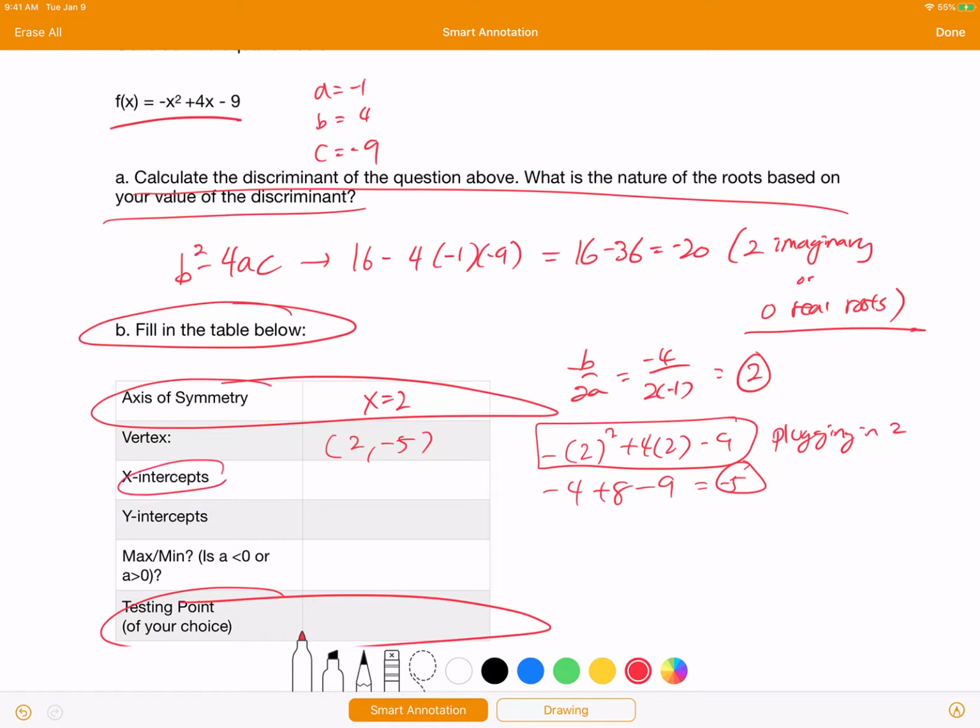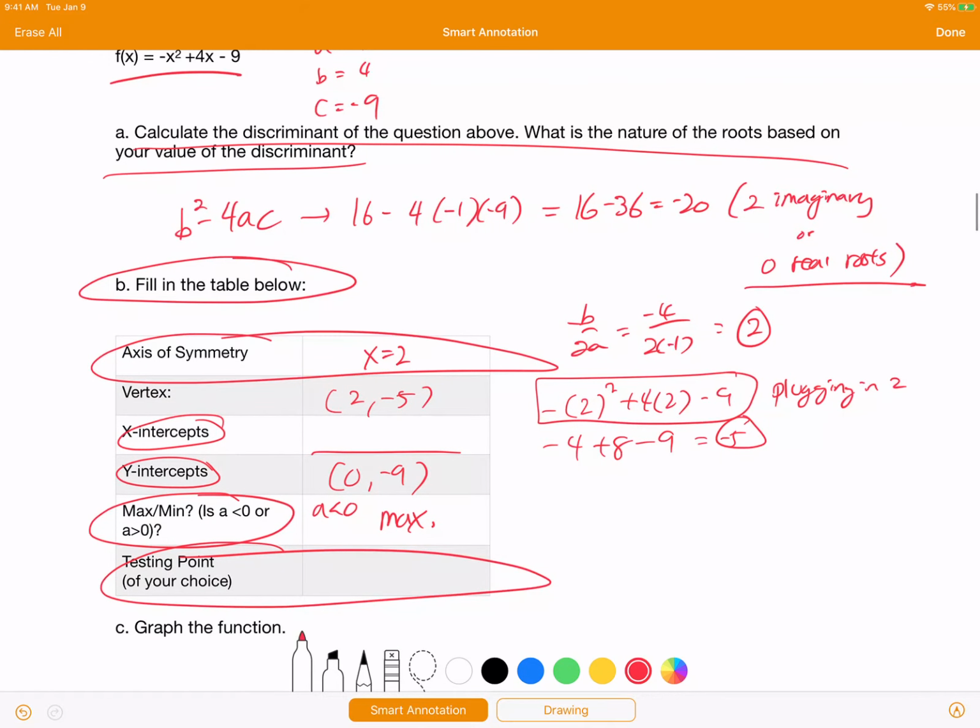So the x-intercept and the y-intercept is the one that's really easy to figure out. Max and min, it's going to be a is less than 0, so that will be max. And I need to find out what my x-intercept is. Well, the x-intercept cannot be figured out because of the nature of my roots, but I can still use the quadratic formula to say where the two imaginary roots would be.